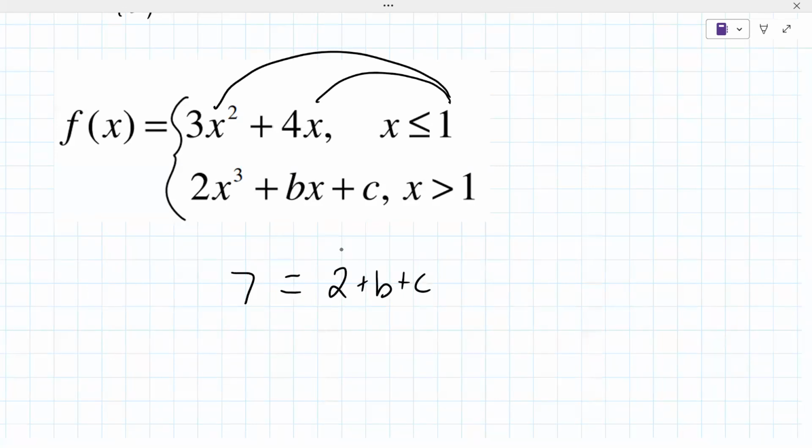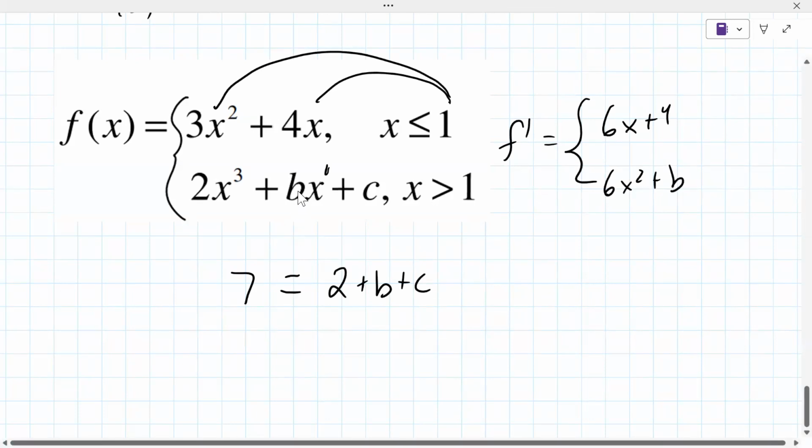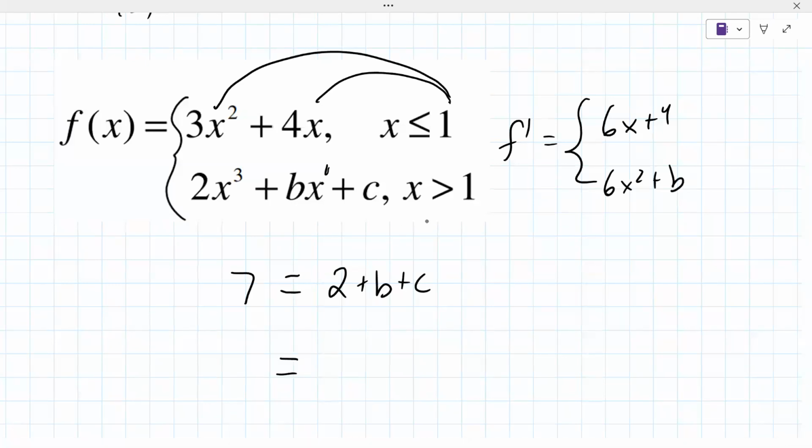Okay, good. Now the next thing is to take the derivative of the top and the bottom, the derivative of each. So I get 6x plus 4 and 6x squared plus bx plus c. The derivative of bx is just the number in front of x, which is b. So b plus c. And I have to plug 1 into that? Yes, it's another equation.